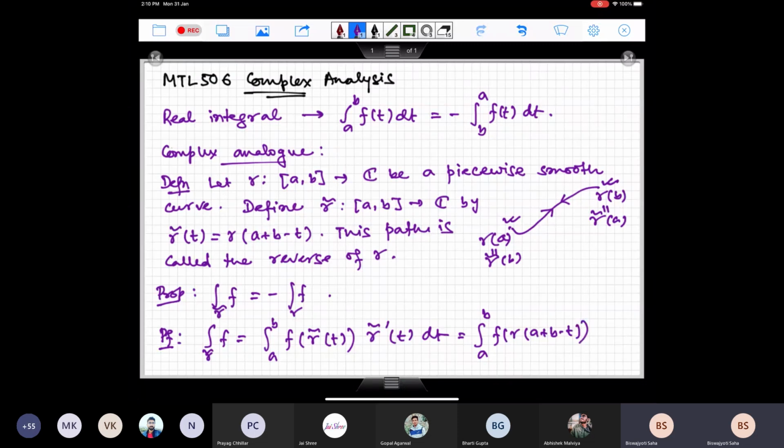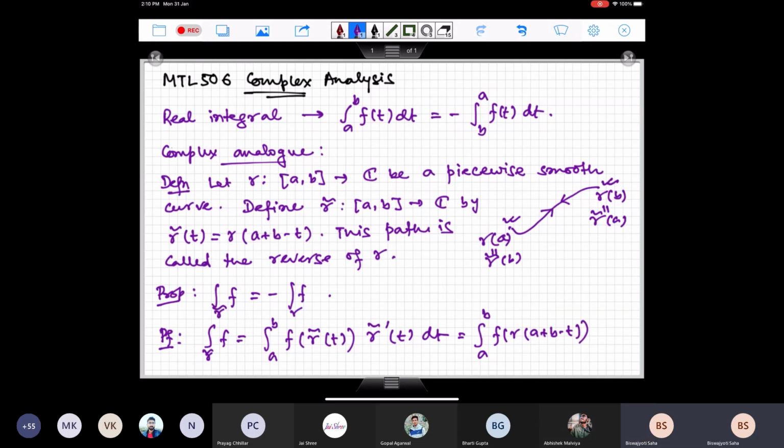And now tell me, how are gamma tilde prime t and gamma of a plus b minus t related? Chain rule.